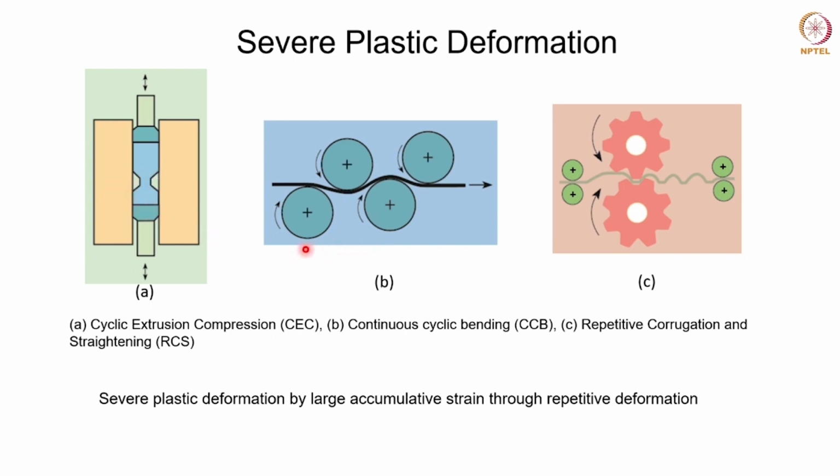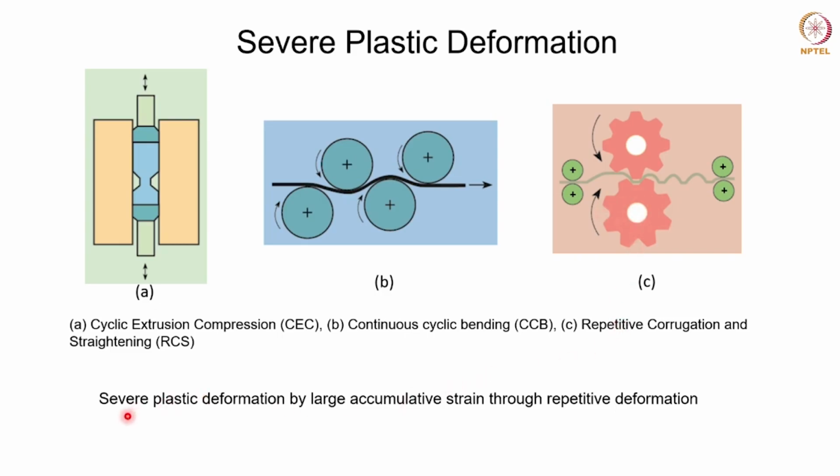Similarly, in the continuous cyclic bending, the material is deformed between the rolls continuously in a number of cycles. And in the repetitive corrugation and straightening technique, the workpiece is first bent into a corrugated sheet, as you could see, and then with the help of these straightening rolls, it is again straightened. This process is repeated for a number of cycles, and as you do it, more and more strain is accumulated into the material and it is deformed severely, leading to grain refinement.